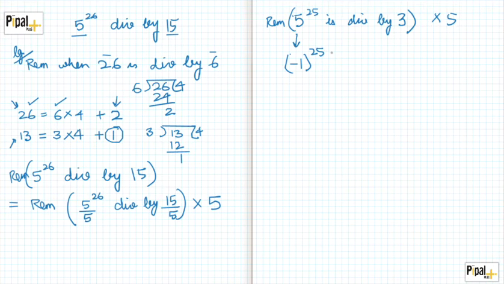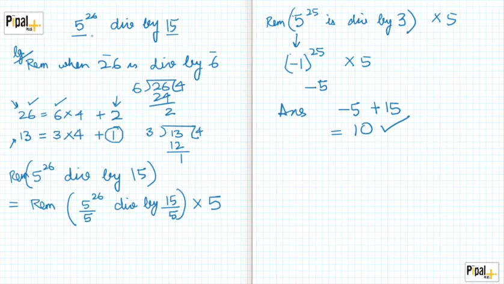So my answer is going to be this thing multiplied by 5. So I get minus 5. But when something is divided by 15 and I get a remainder of minus 5, can I have a negative remainder? I can't. So I will add 15 to the minus 5 and get a number between 0 and 15, which is 10. So my answer is 10.